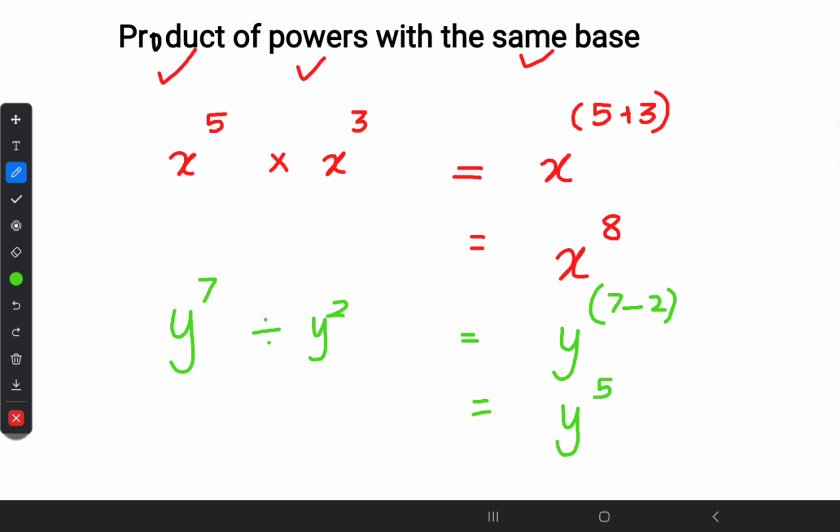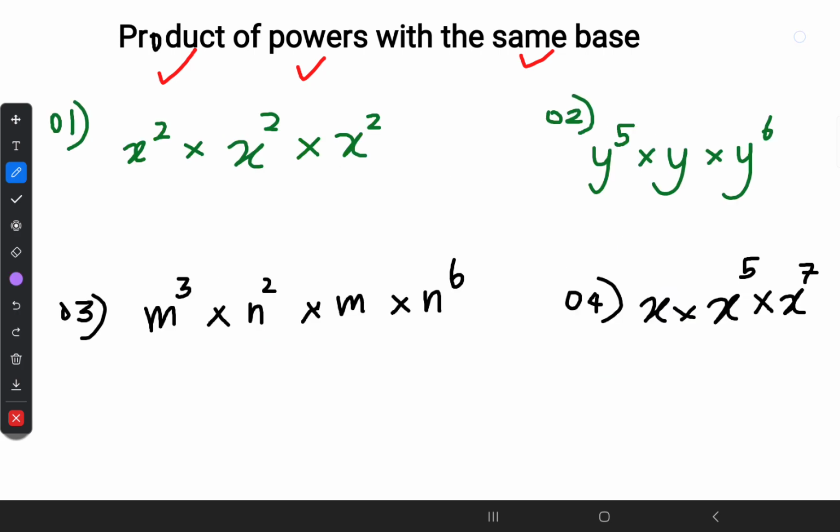Same bases multiplication, add the powers. Same bases division, subtract the powers. That's all for the product of powers with the same base. So in the first question, all the bases are same. While using same bases in multiplication, you should add the powers.